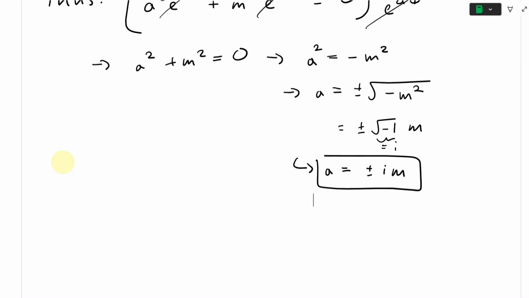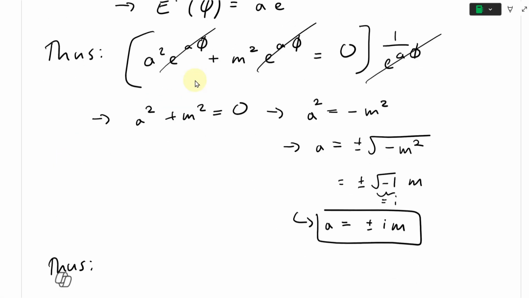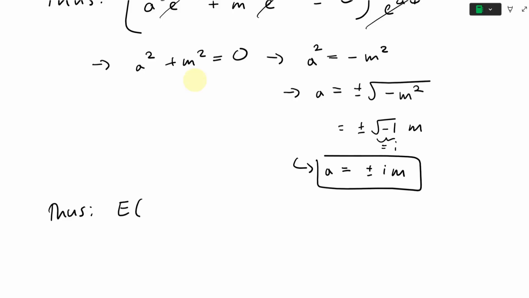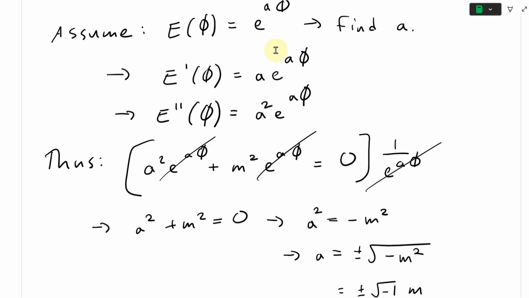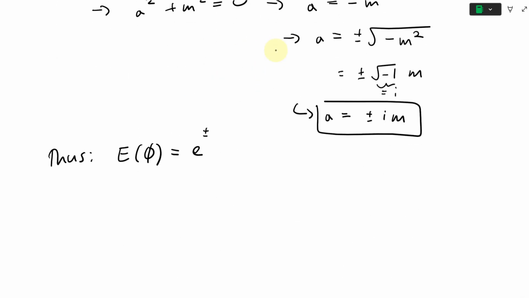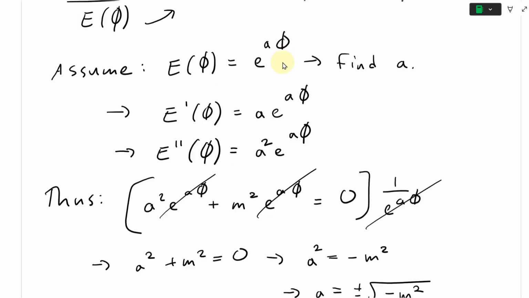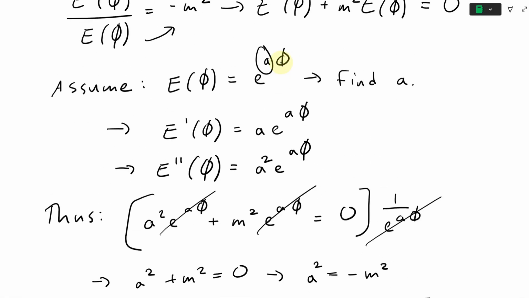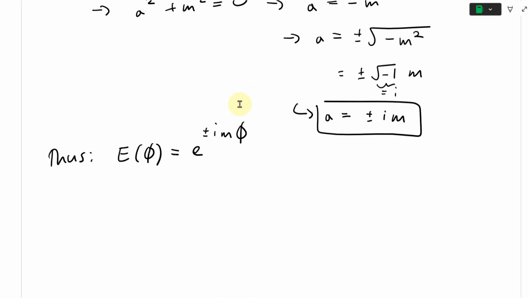So thus we have the solution. E of phi is equal to e to the a phi, where a is this right here, plus or minus i m. So it's going to be e to the plus or minus i m phi. So we replaced a with plus or minus i m. So that is the solution.